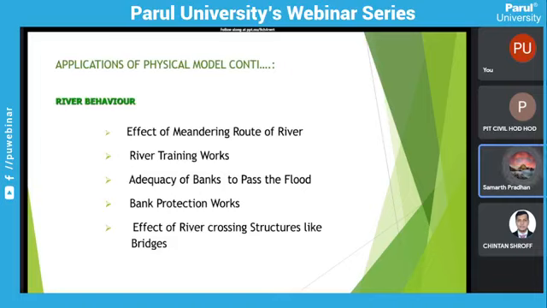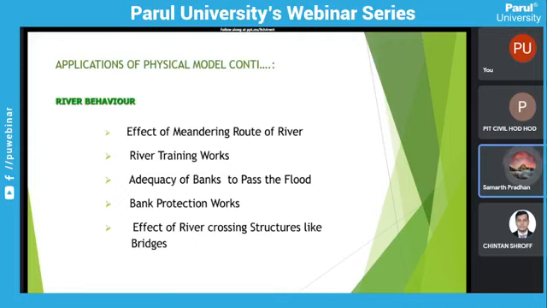Then adequacy of banks to pass the flood. At the time of flood, what is the capacity of the bank to pass the flood? That is tested here. Sometimes bank protection works are also carried out, needed to safeguard the city when the river is passing by a city or village. At that time we suggest some bank protection works so that flood water cannot rush into the city or villages. These bank protection works are designed, the design is tested on the physical model, and then it is implemented. Then the effect of river crossing structures like bridges.